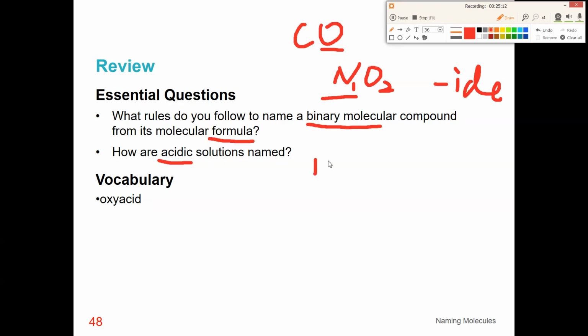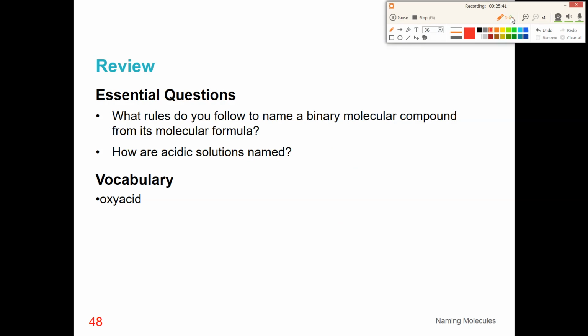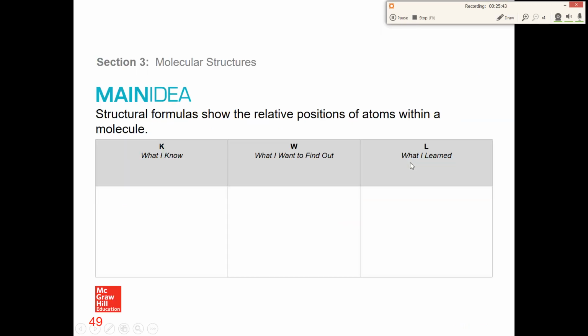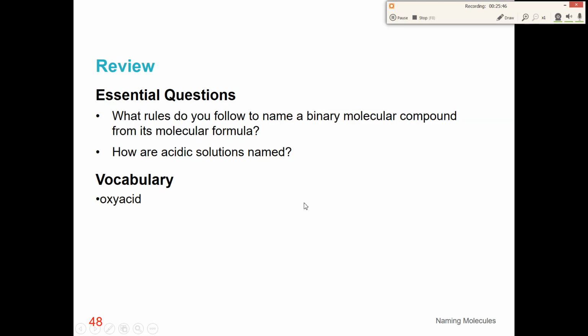For acids, it depends on whether it's binary or polyatomic. If it's binary, it's just hydrochloric acid, for example. If the second group is polyatomic, you just use the conversion table from the name of the polyatomic ion to the name of the acid. Right, that's all for section 2.